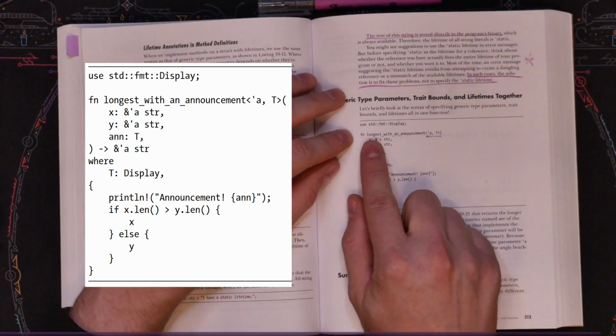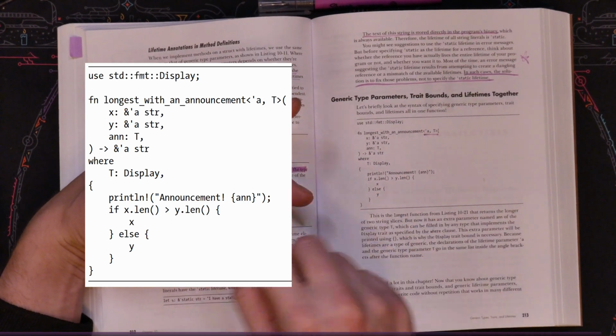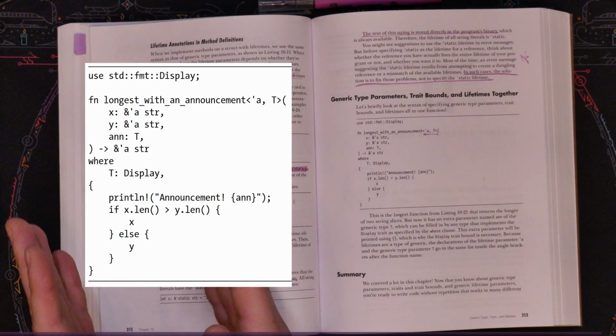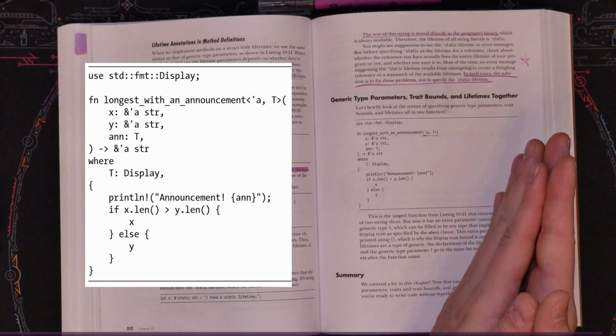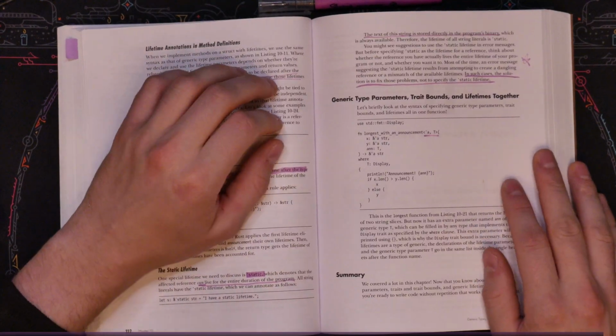Inside of this, we say longest with announcement, and in our brackets, instead of just specifying the generic or just specifying the lifetime, the lifetime comes first, comma, space, our generic types. And I think we're officially done. I think that's everything in this chapter that was interesting.